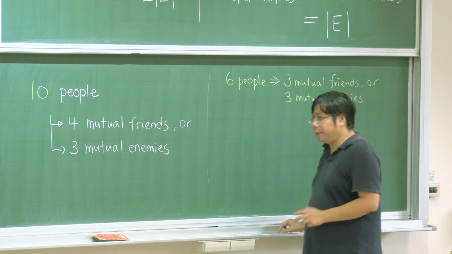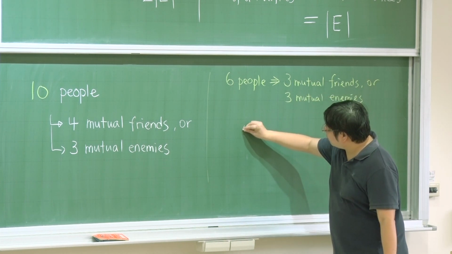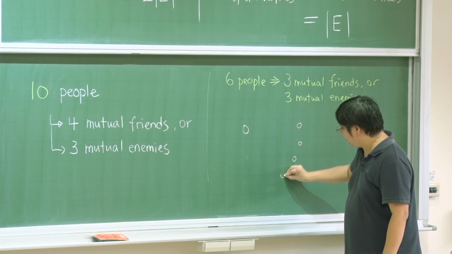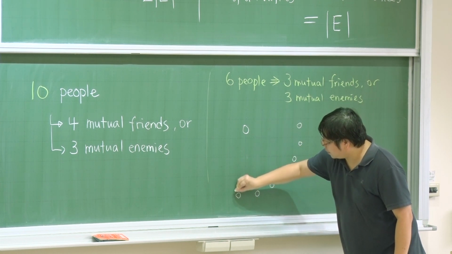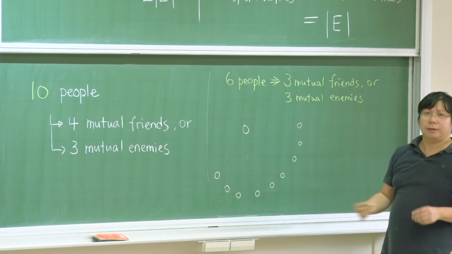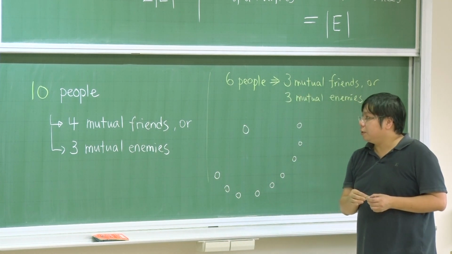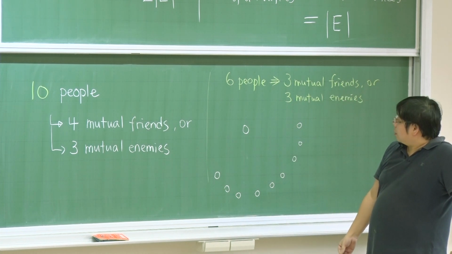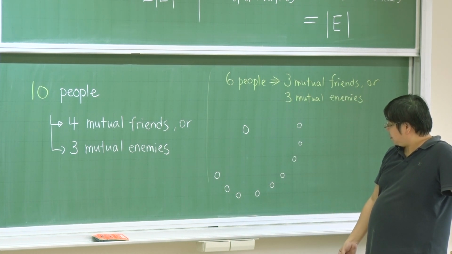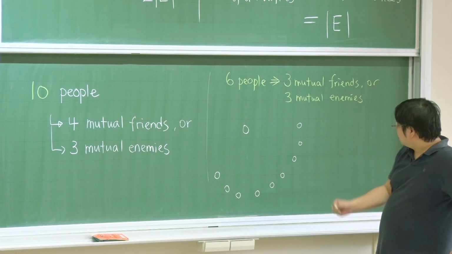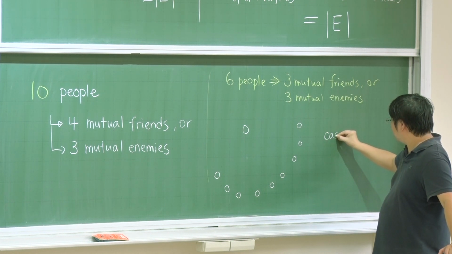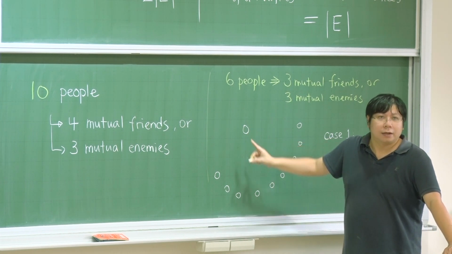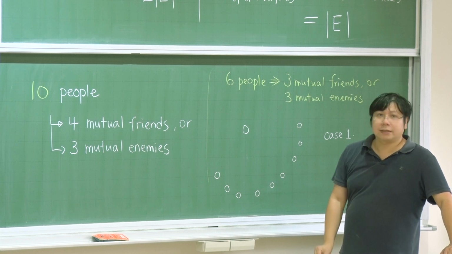Okay, now we have 10 people. So you can pick up 1 person, and then there are 1, 2, 3, 4, 5, 6, 7, 8, 9. There are 9 people around it. Okay, so we are going to show this is always true. So how do we show? Okay, so there are 2 cases. Case 1 is for this one, it has 6 friends.